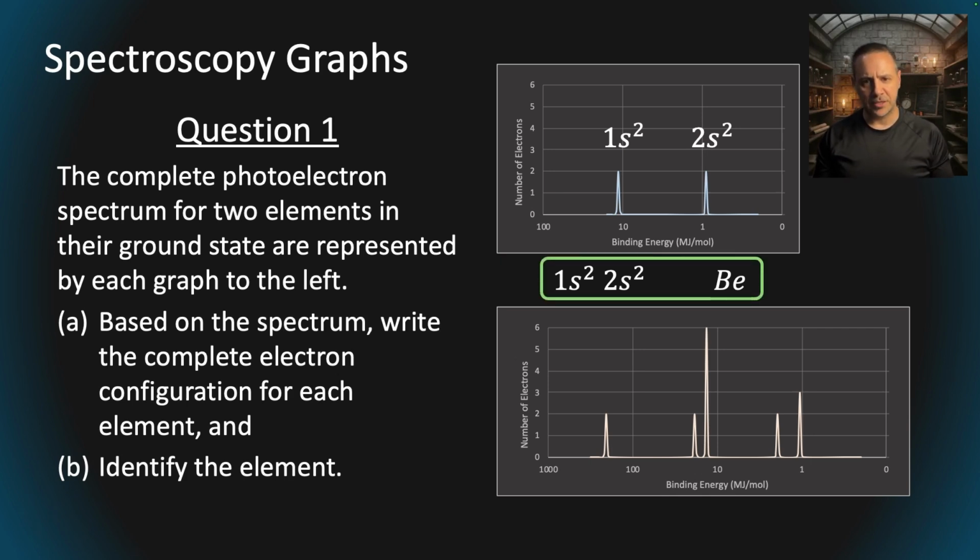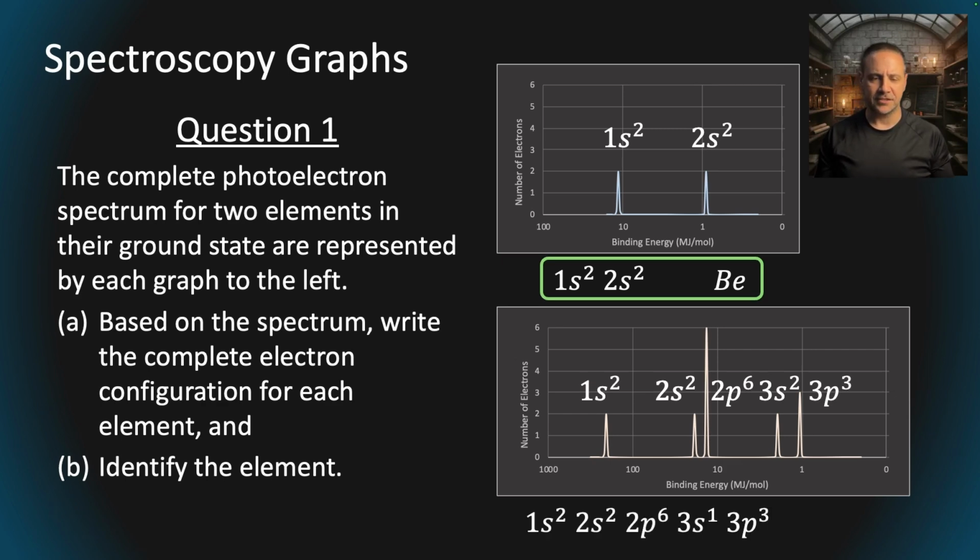I'm going to follow the same steps for the next one. First, the orbitals. 1s, 2s, 2p, 3s, 3p. Always the same order, just use your periodic table. All three s orbitals have a peak intensity of 2, and the 2p has 6, and the 3p comes up to 3. Rewrite it to clean it up, and that's the electron configuration for phosphorus.